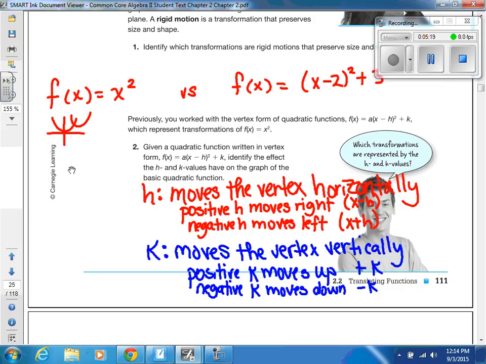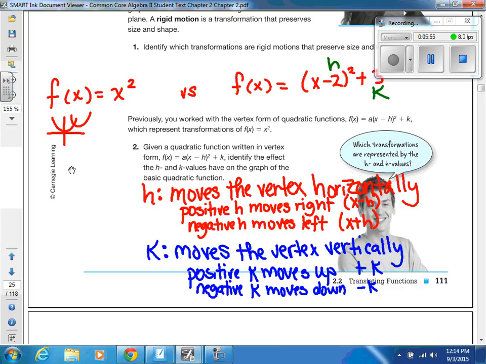That's exactly what happens. Because if it's in the H place, remember this is H, and this is K, H moves the vertex horizontally. Either a positive moves it to the right, a negative moves it to the left. K moves the vertex vertically. A positive K will move it up. A negative K will move it down.